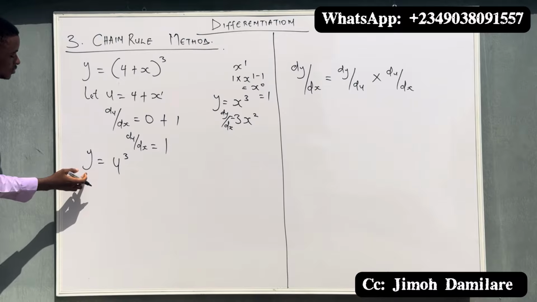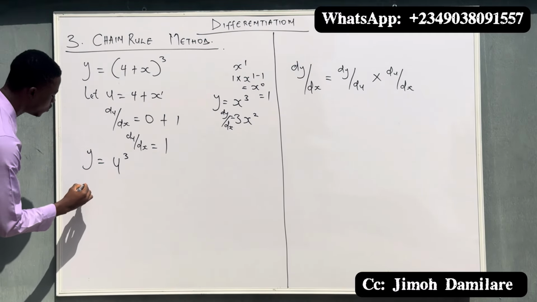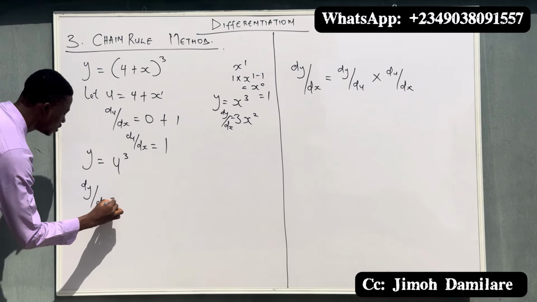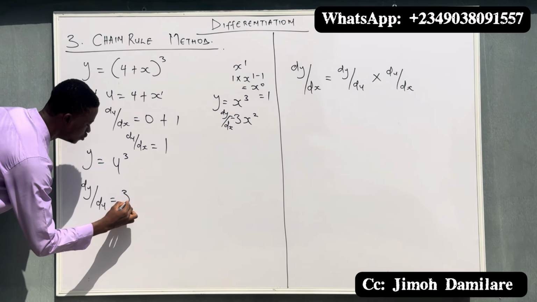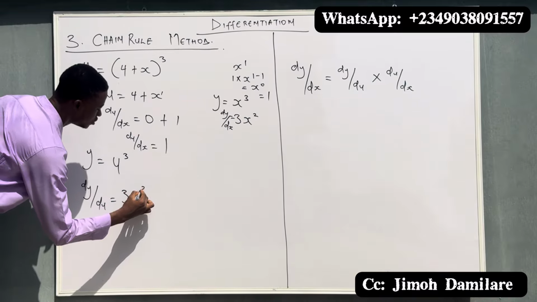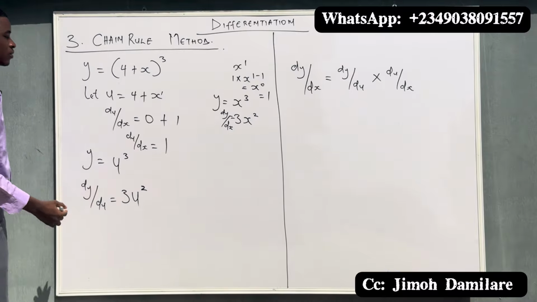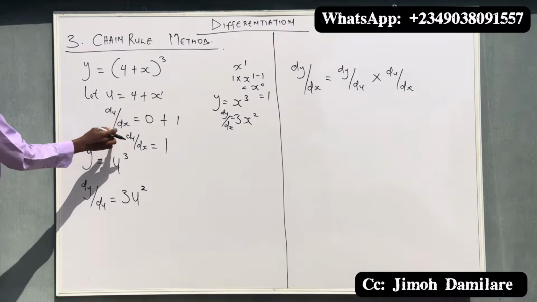So we can see we are having y and u in this case. So we can differentiate y with respect to u. We have our dy over du equal to, when differentiating, the power will come to the front. So we have 3u raised to the power subtracted by 1. So 3 minus 1 will give us 2. So we have 3u squared. So we have gotten our dy over du and also du over dx.